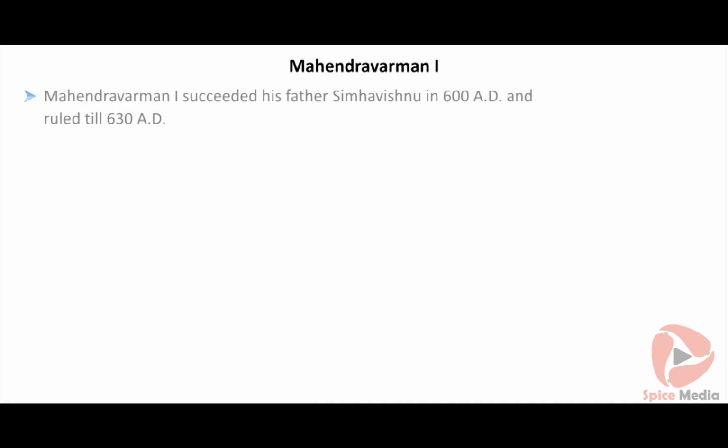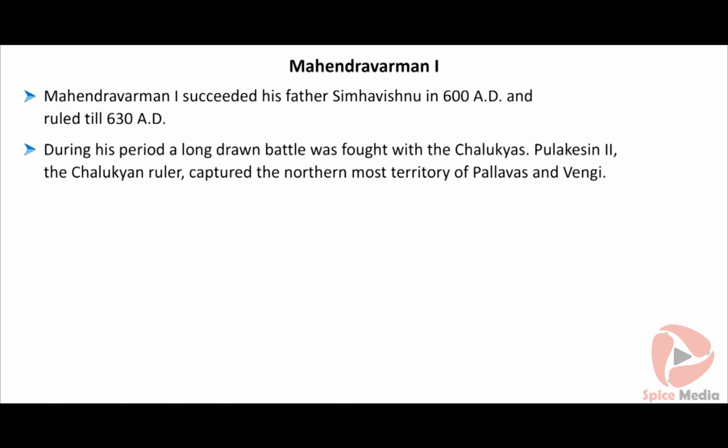Mahendravarman I. Mahendravarman I succeeded his father Simha Vishnu in 600 AD and ruled till 630 AD. During his period, the Chalukyas tried to crush the growing power of the Pallavas. This culminated in a long-drawn battle between the two dynasties. Pulakesin II, the Chalukyan ruler, succeeded in penetrating deep into the Pallava dynasty. He captured the northernmost territory and Vengi.